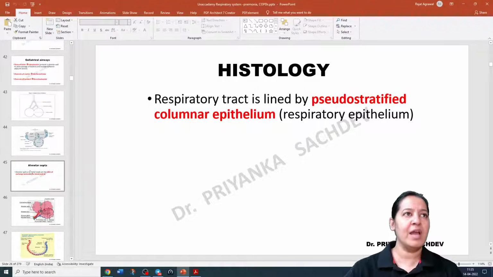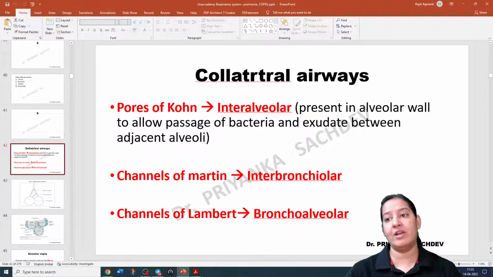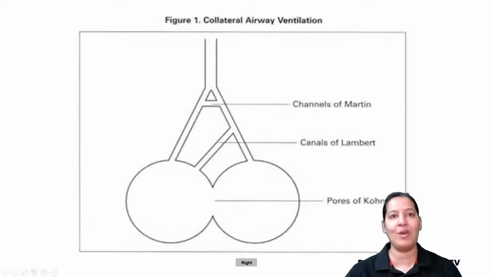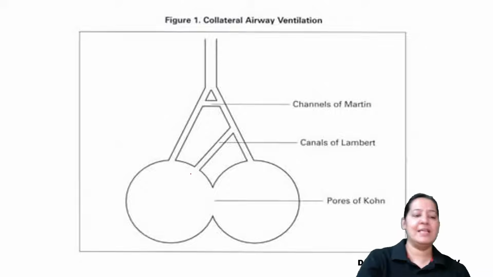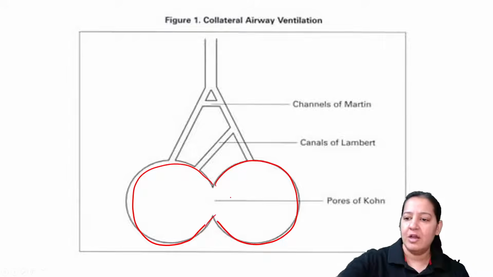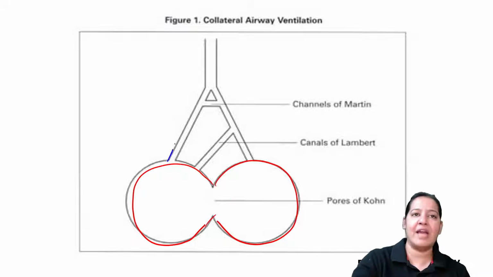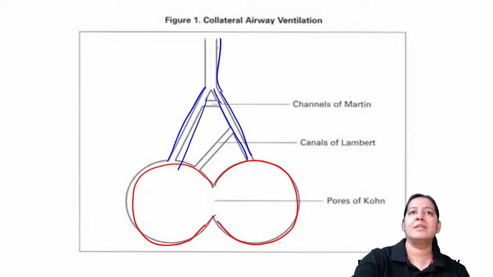Before coming to the pneumonias, I would like to tell you one more thing, the collateral airways. Many MCQs come on this also. What are collateral airways? See this diagram. These are the 2 alveolar sacs, the final balloons. From where are the alveolar sacs arising? They are arising from alveolar ducts or the respiratory bronchiole.